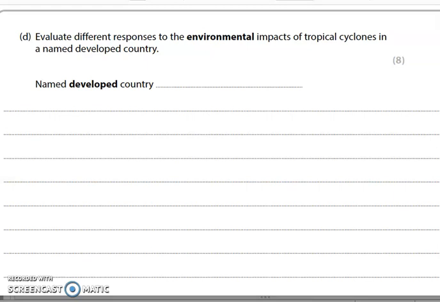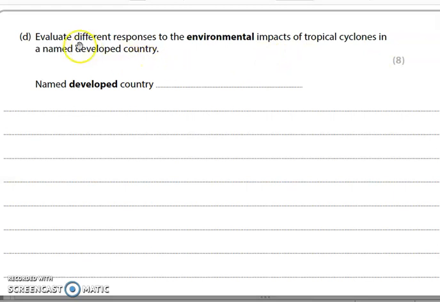So the question is, evaluate the different responses to the environmental impacts of tropical cyclones in a named developed country. Now this is the longer question. It is worth 8 marks in total. So you're going to be having around about 10 minutes as long as you've done the state and identify questions relatively quickly. You need to be aware of time though, and don't spend too long on this, because often you can spend far too long on these 8 markers, which means you don't get a chance to complete the question.